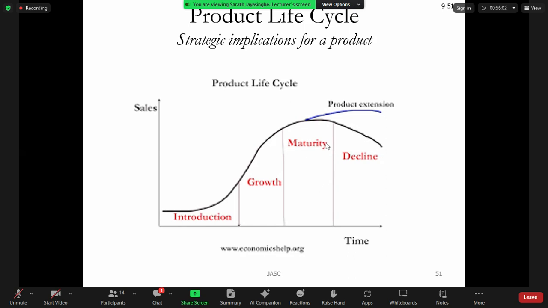So that company marketing managers are trying to strategically shift this curve further.